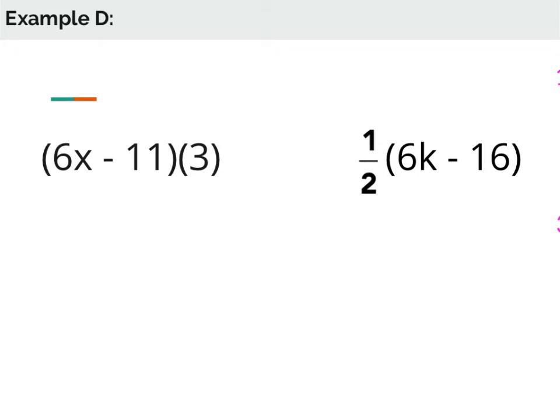So I'm going to be taking my 3 and distributing it to the negative 11 and taking my 3 and distributing it to the 6x. When I do that, I can use my calculator. 3 times 6 is going to give me positive 18. Then don't forget the sign in front of that 11, which is a negative. So 3 times negative 11 is going to give me negative 33. So my answer is 18x minus 33.